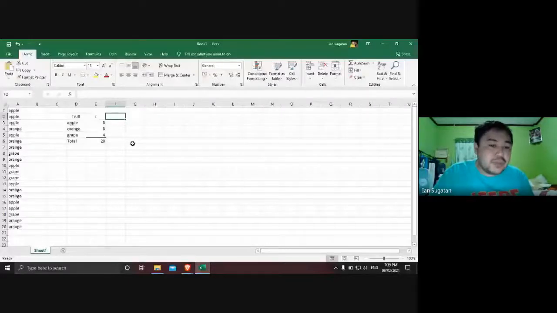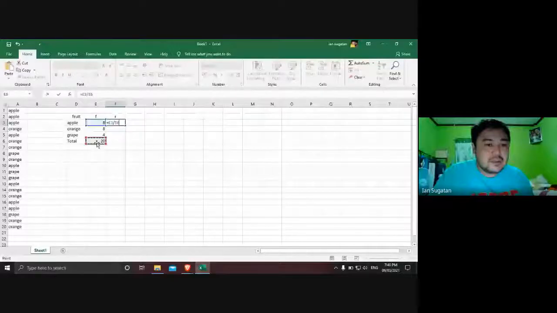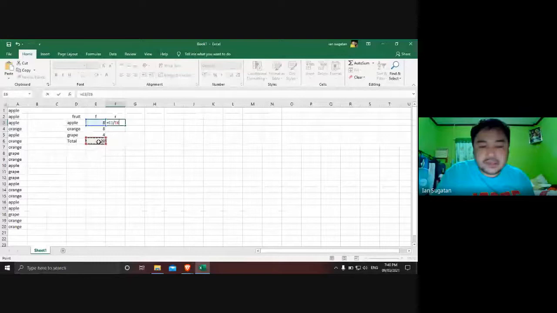We are going to divide the number of values by the total number. So that will be the formula. We put an equal sign, and then you click the number of items for apple, and then divide this by 20. Then after that, you press enter. So this will be 0.4 or 40%. As interpreted, this will be 40%.